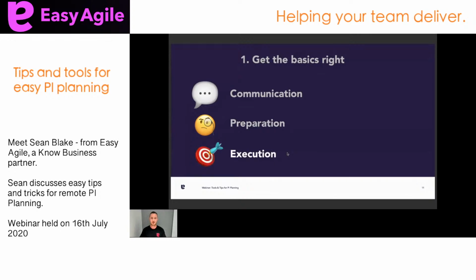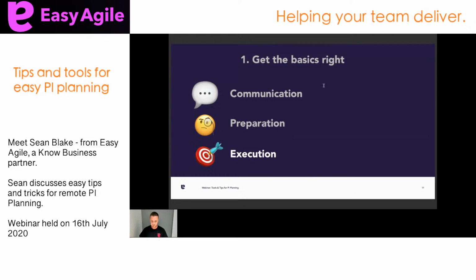Execution. Well, if we're communicating well with our people, we're well prepared, everything is set and ready to go, the execution should flow, but we need to be prepared that some things will still go wrong. Technology will fail us. People will still have problems accessing the tools that we've set up for them. Some of the tools will fail, so we need to be prepared that execution won't be seamless, but if we get the communication right, if we're prepared, then things should run smoothly on the day.